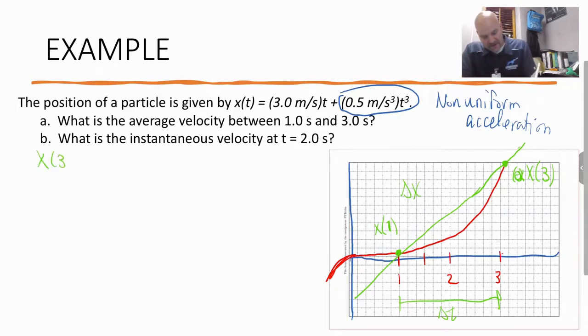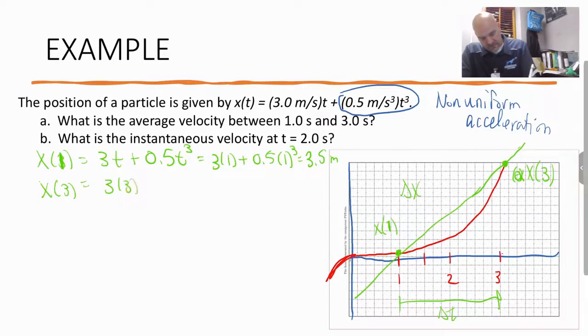So the first thing I'm going to do is find x of 3, which I'll just kind of shorthand here, right? So it's going to be 3t plus 0.5t cubed, and so it's going to be 3 times 1 plus 0.5 times 1 cubed, which is equal to 3.5 meters, okay? Oh, sorry, that's x of 1. And then x of 3 is going to be 3 times 3 plus 0.5 times 3 cubed. And that's going to give me 22.5 meters.